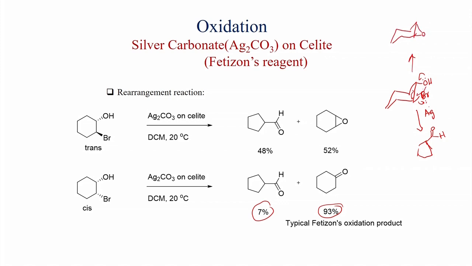On the other hand, when cis is used, because they are cis to each other, they cannot rearrange and form the epoxide. So that's why the rearrangement product is very little. Only the cyclohexanone is formed. Most likely it first gets oxidized to the 2-bromo cyclohexanone, and then silver carbonate converts it to this cyclohexanone.